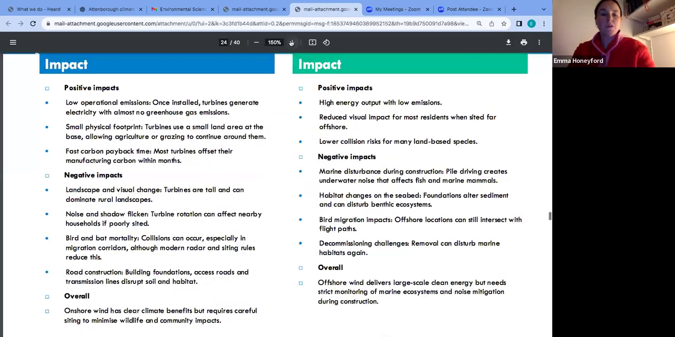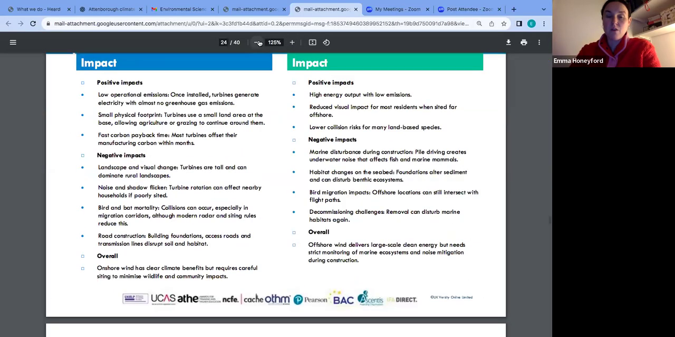I'm just going to zoom in here. So we have landscape and visual changes. The turbines are tall and can dominate rural landscapes. I mean, I've mentioned earlier, I think they are quite beautiful, but obviously I don't live near one directly. So if you're in a local area, it's important to understand the local community. Every community may react differently to this form of technology. The noise and shadow flicker, so the turbine rotation can affect nearby households if poorly sited.